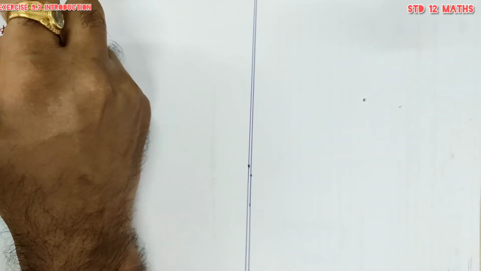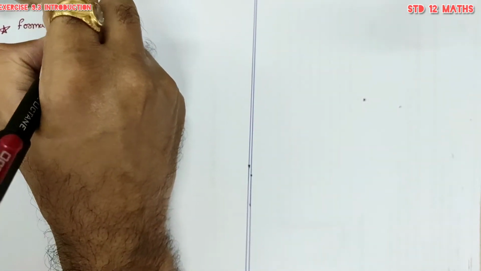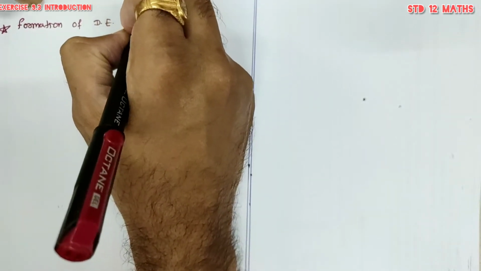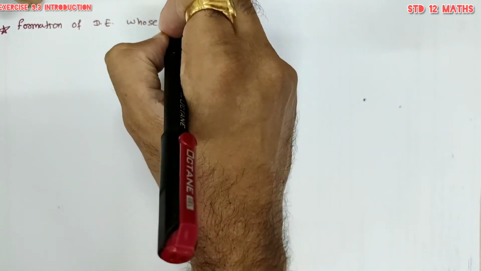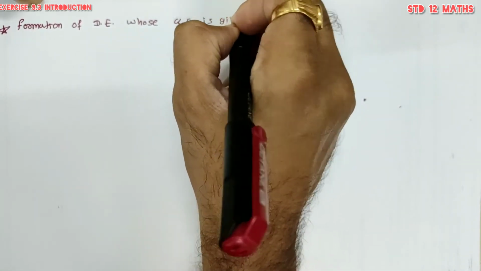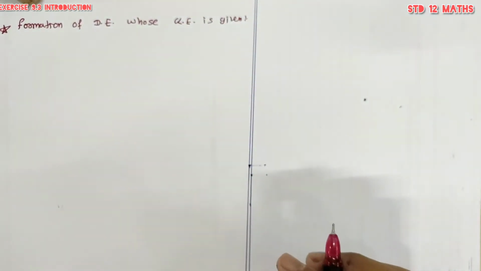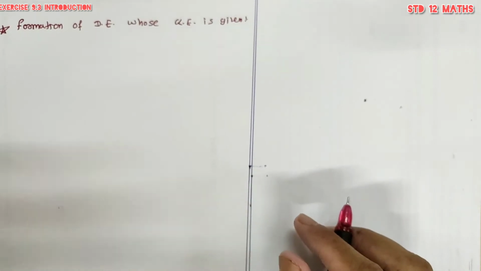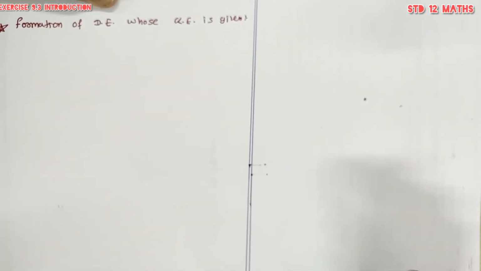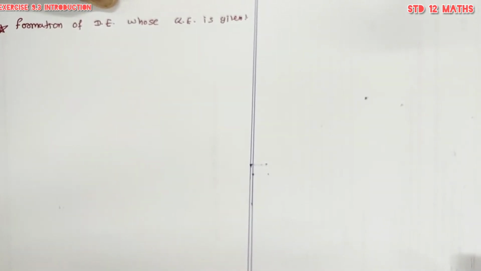Formation of differential equation whose general equation is given. So first we'll discuss what is this formation of differential equation when general equation is given. What is the meaning of this statement? For that, first we'll discuss one example.